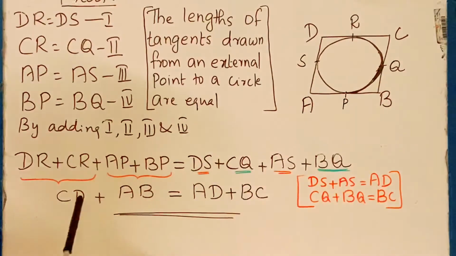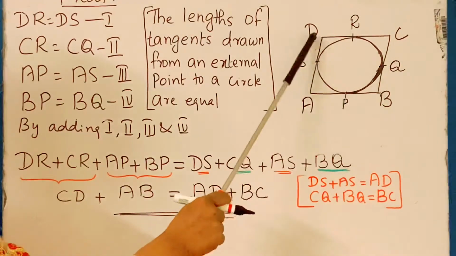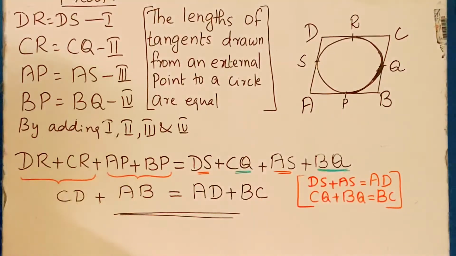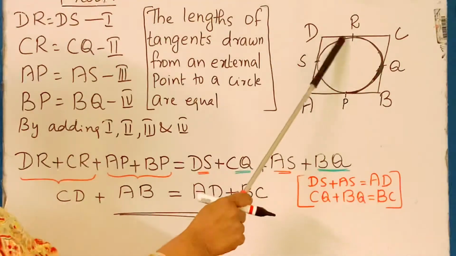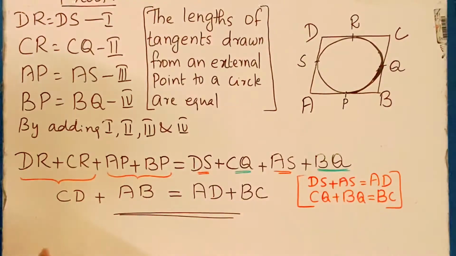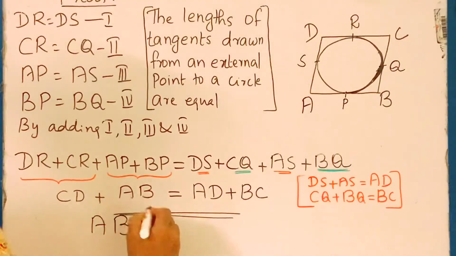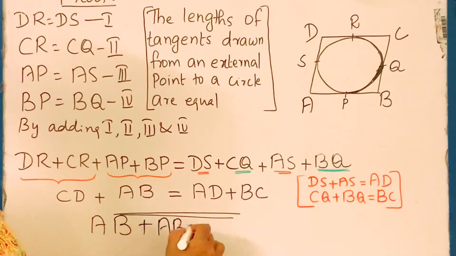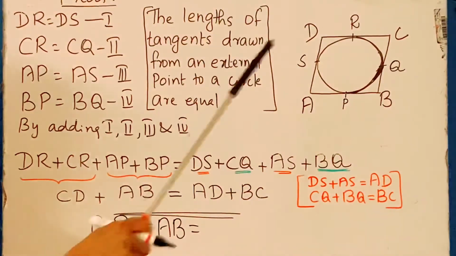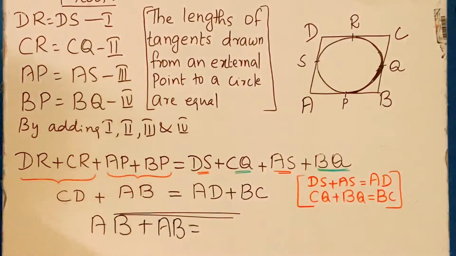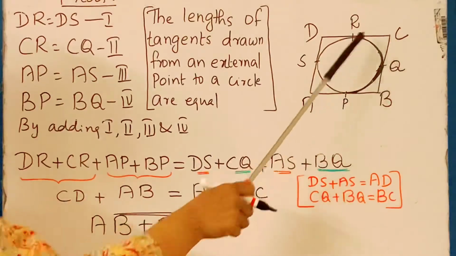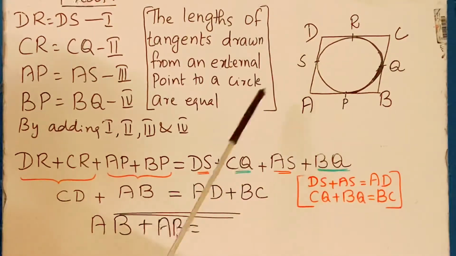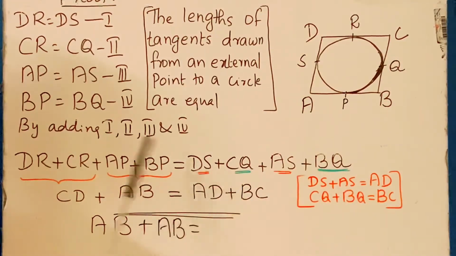So how? Is there any connection between AB and CD? Yes. What is the relation between AB and CD? AB and CD are equal, isn't it? Because opposite sides of a parallelogram are equal. So instead of this CD, you can write AB. This is AB itself. And BC and AD are equal because opposite sides of the parallelogram are equal. So instead of this AD, you can write BC.